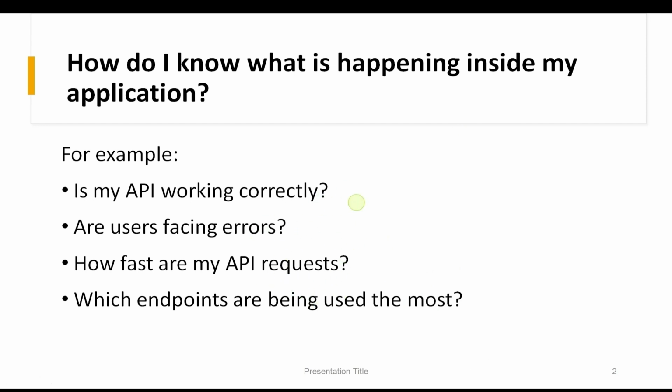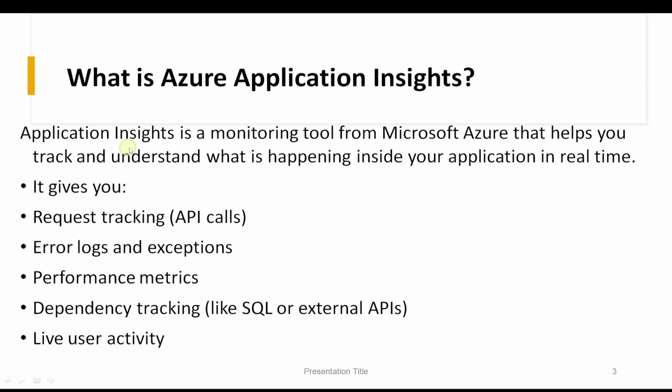So, what is Azure Application Insights? Application Insights is a monitoring tool from Microsoft Azure that helps you track and understand what is happening inside your application in real time. So, it gives you request tracking like API calls, error logs and exceptions, performance metrics, dependency tracking like SQL or external APIs, and live user activity, right?